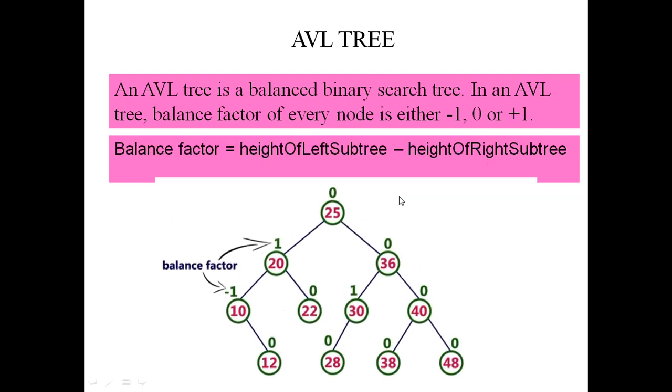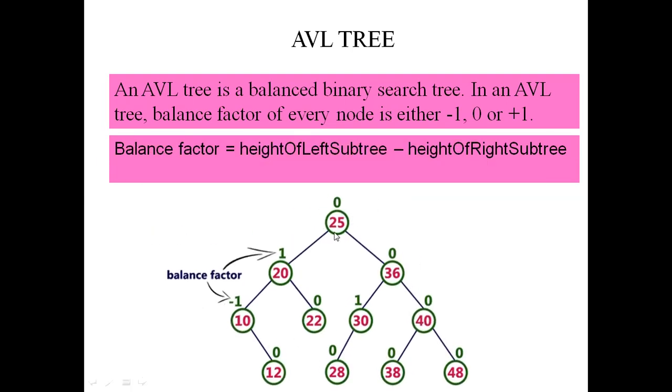Let's take an example. We have this root node given there, and we have this tree. Let's try to calculate the balance factor of this node. In the left subtree there is no node, so no distance. So the distance is 0. What will be the right subtree distance? It is 1, only one node is there. So 0 minus 1 is what? -1.